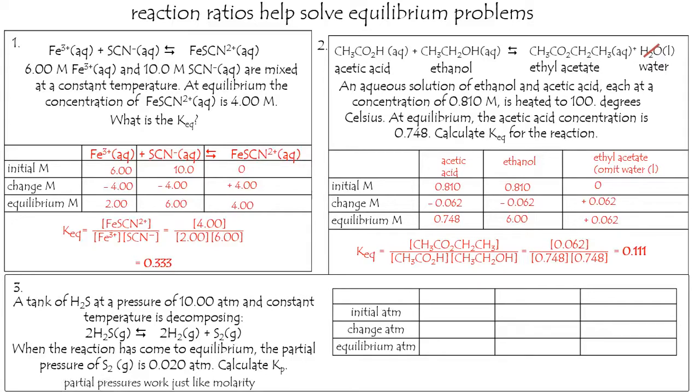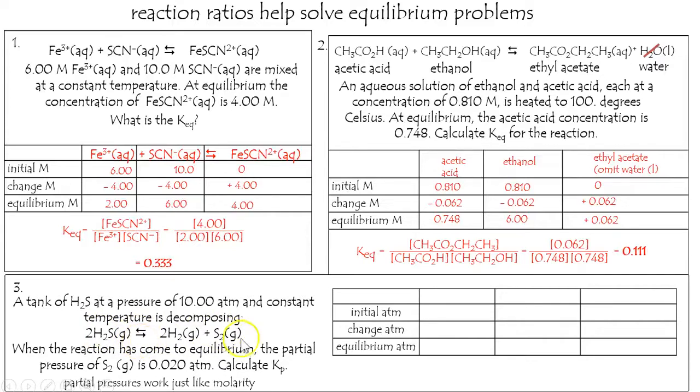Example number 3. We got a tank of hydrogen sulfide, which smells horrible. It's at 10 atmospheres, and it's decomposing into the elements in their molecular forms. And in this case, I do see a 2 to 2 to 1 ratio. So I'm looking at this quickly and I'm saying, hey, nothing's out of equilibrium, so it's going to be that squared times that over that squared, right?